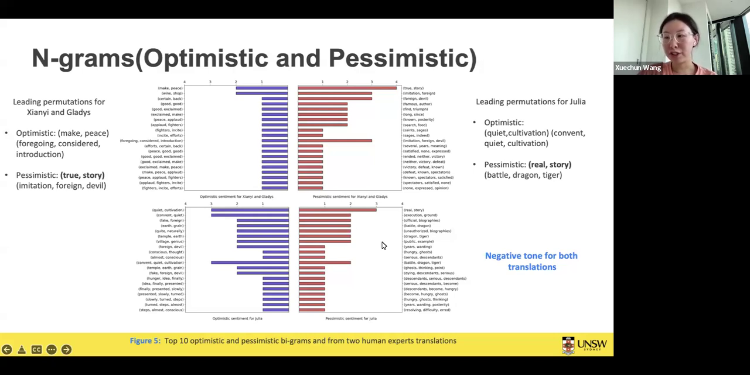To observe the overall features, "the true story" and "the real story" are the most mentioned pessimistic words across the 2 translations. It's interesting to mention that "the true story" is in the title of the Xianyi and Gladys translation, and "the real story" is in the title of Julia's translation. Since they are extracted as the top pessimistic n-grams, it further indicates that the thematic genre brings a pessimistic tone across the whole story for both translations.